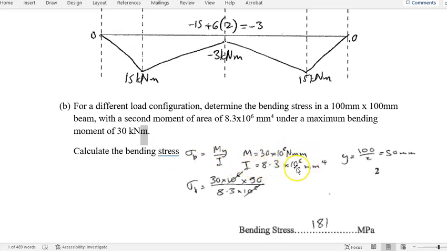The I is 8.3 times 10 to the 6 millimeters to the power of 4. And then our y value, I expect you to be able to calculate the y value. I've made it pretty easy by making it a square section. You can't really get it wrong. You just have to know that the depth of the section is 100 millimeters. Half of 100 millimeters is 50 millimeters, and that gives us our y value. This is the distance from the neutral axis to the extreme fiber. I remember being at uni and thinking that this y was a very nebulous concept, but the name of y is the distance from the neutral axis to the extreme fiber.